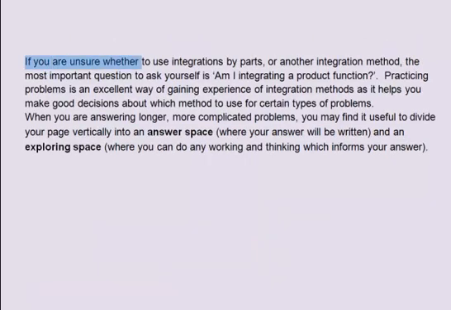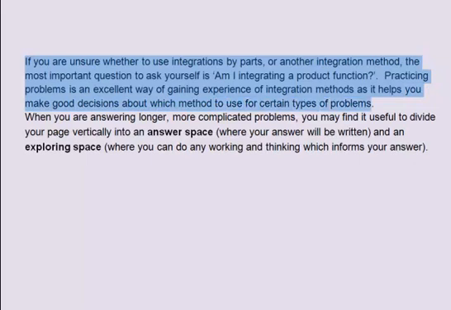If you are unsure whether to use integration by parts or another integration method, the most important question to ask yourself is, am I integrating a product function? Practicing problems is an excellent way of gaining experience of integration methods, as it helps you make good decisions about which methods to use for certain types of problems.